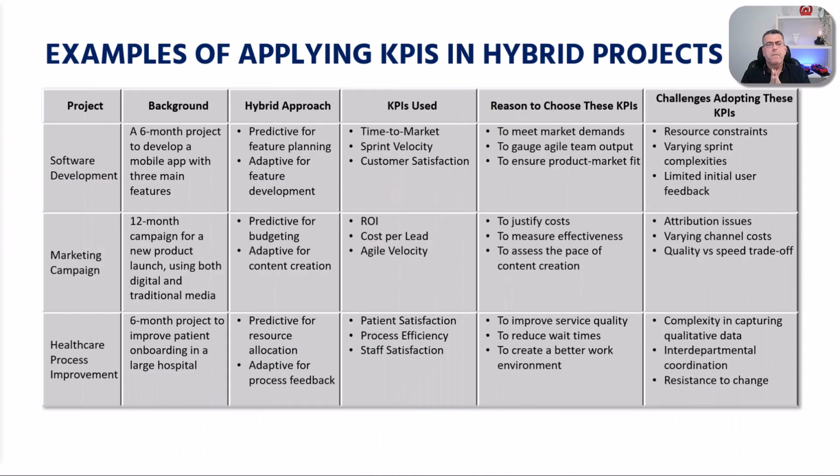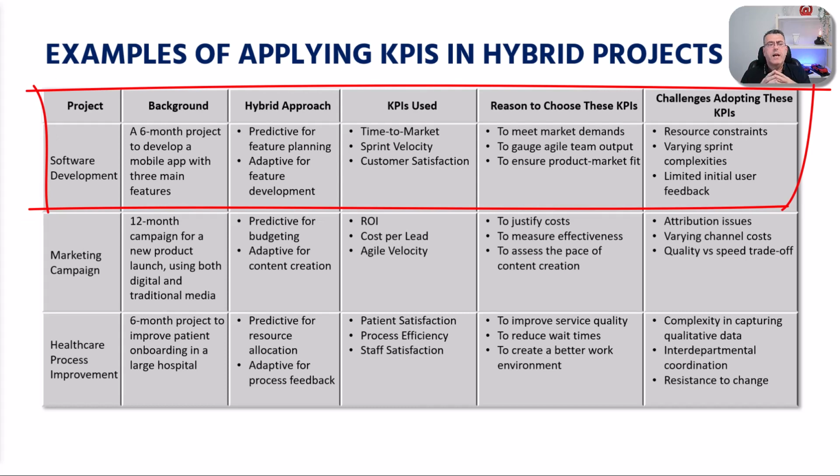I have here an example. This is just an exercise I did in terms of some specific hybrid projects where I can select some KPIs. For example, in software development, let's say that I have a 6-month project to develop a mobile app with 3 main features. So I have a predictive approach for feature planning and an adaptive one for feature development. I can use, for example, time to market KPI, sprint velocity, and customer satisfaction. Why? Because I need to meet market demands.